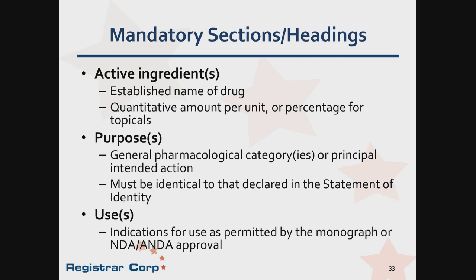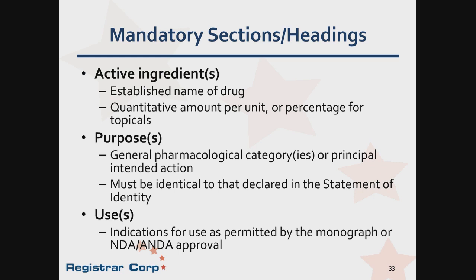Now, the mandatory sections and headings, though, will be the active ingredient, where you will have to include the established name of the drug, as well as the quantitative amount per unit, such as per tablet, or if you have a topical product, such as a hand sanitizer, you may be using the percentage by weight for that particular active ingredient. Then you're going to include the purpose statement. So this will be the general pharmacological categories or principal intended action of the active ingredient. It must be identical to that which was declared in your statement of identity. And generally speaking, it's going to also be specified in the monograph.